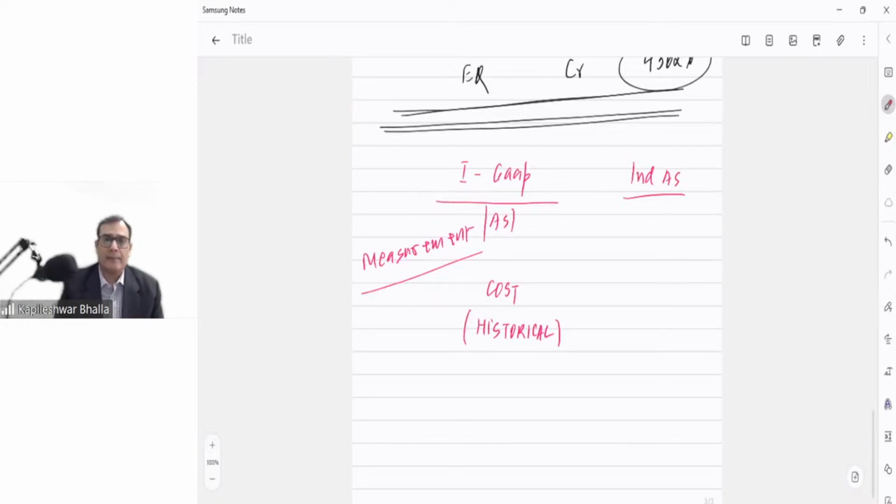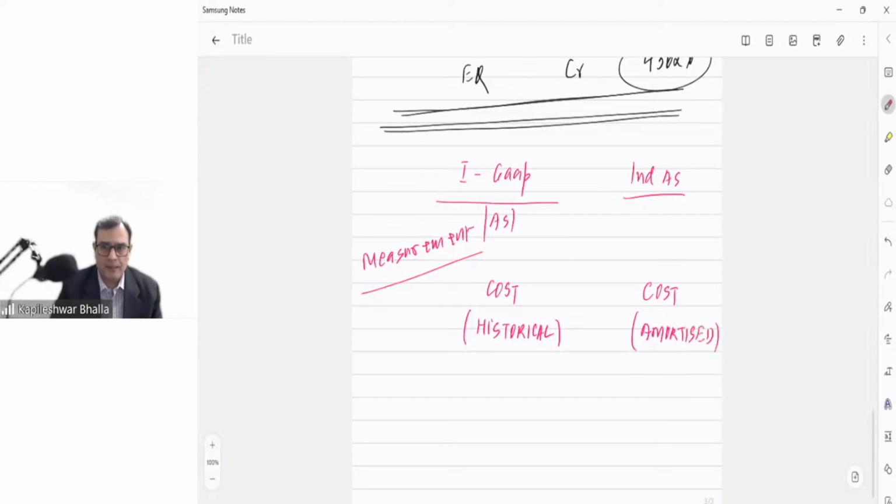So in IGAAP, there was practically only one approach of measurement, that you record things at a historical cost: record what you pay, record what you receive. So when you pay something, you record the asset at what you pay. When you receive something, you record at what you receive. Ind AS made a little change to the concept of a cost approach, and they introduced a concept of what we call an amortized cost approach.